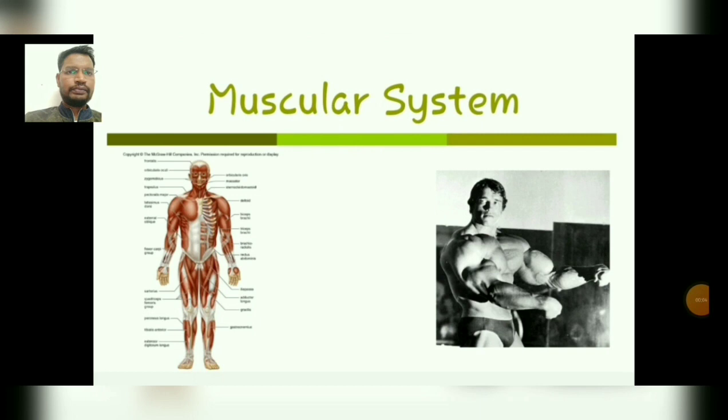So let's start the topic. We are continuing our topic, that is the muscular system.